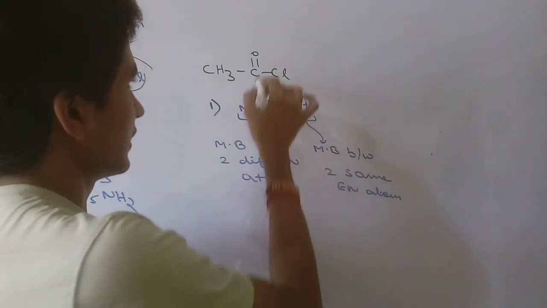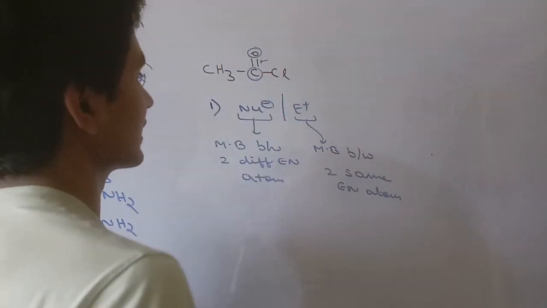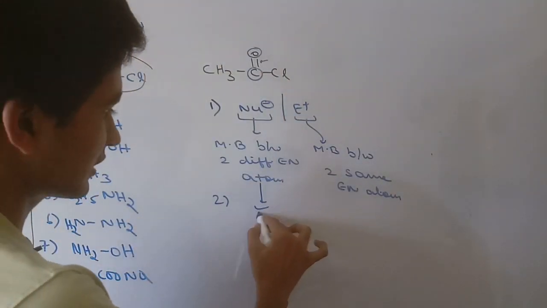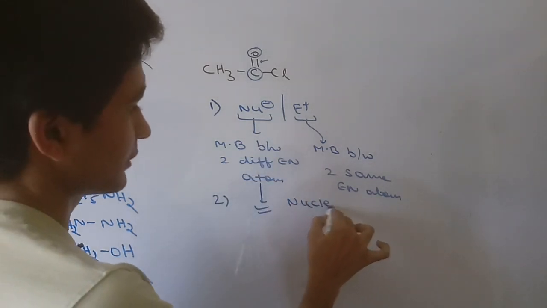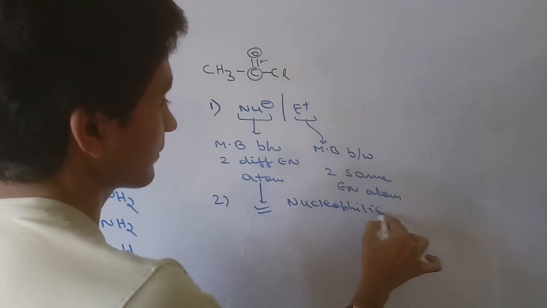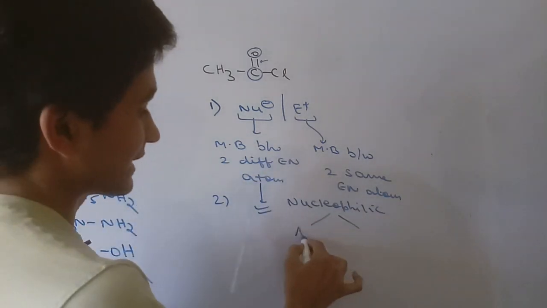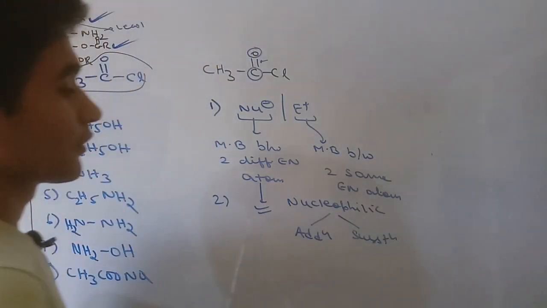Now find that a multiple bond is present, and that it is between two different EN atoms. Then the reaction is confirmed to be nucleophilic. Now you have confirmed that the reaction will be nucleophilic, but you have to confirm again whether it is addition or substitution. How will you confirm?